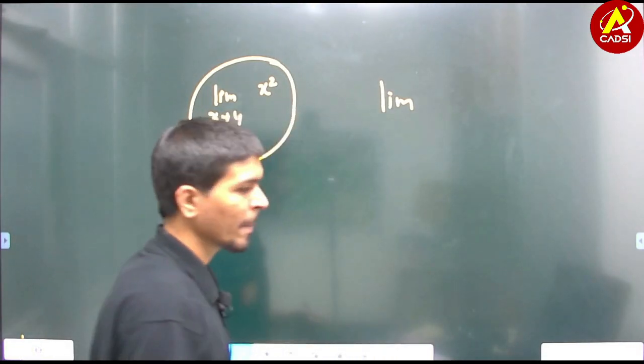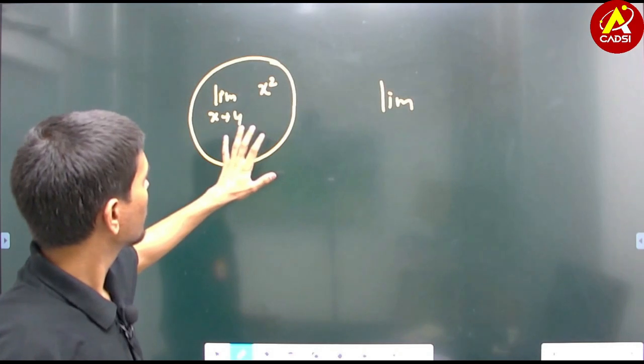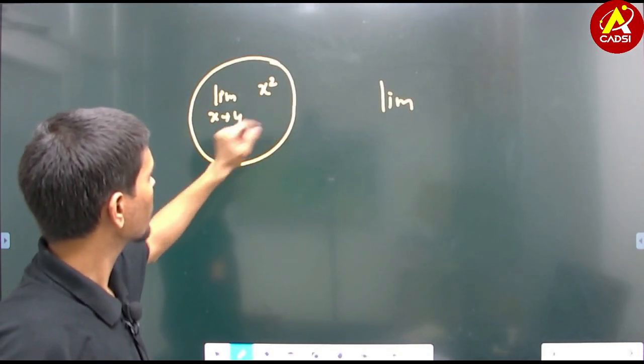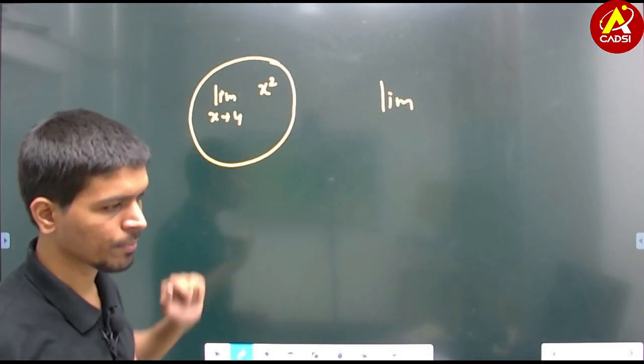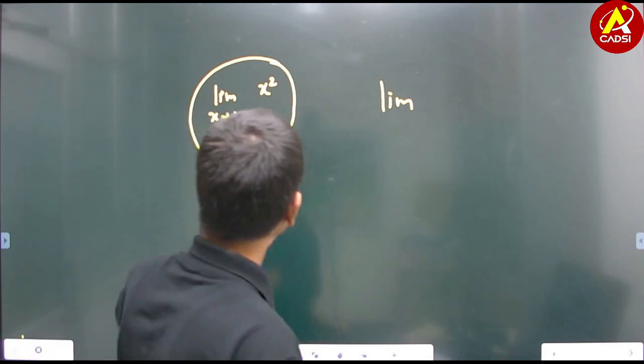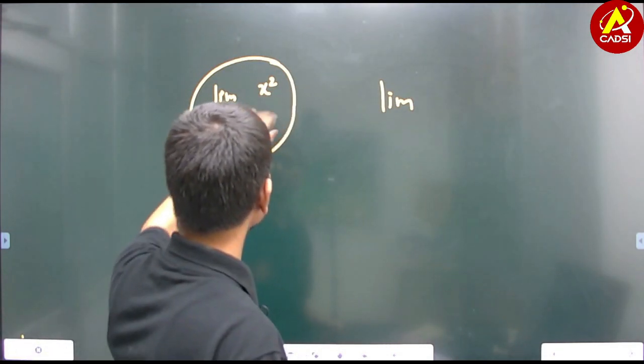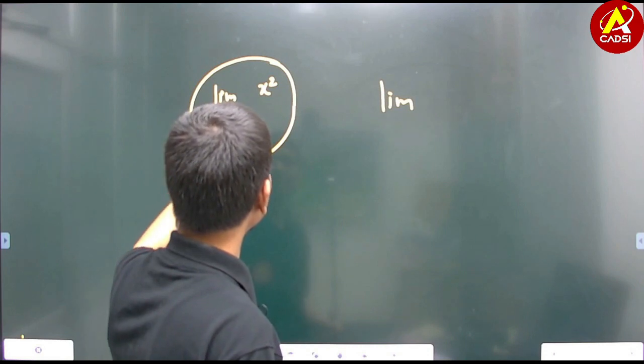So now, the limit of the function x square, x tending to 4. Now we have to check the limit of this function when x approaches 4.